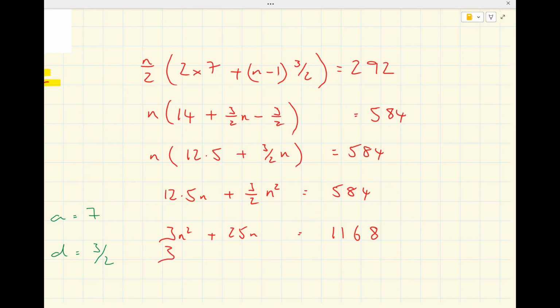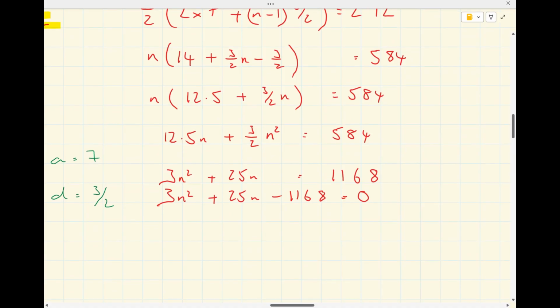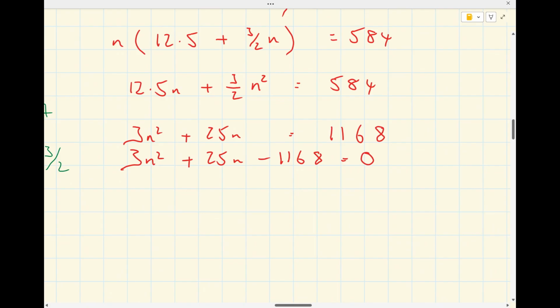Now, I've got a quadratic equation. I'll set it equal to 0, and I need to solve it for n. Now, do I really fancy factorising that? Probably not, to be honest. So let's use the formula.